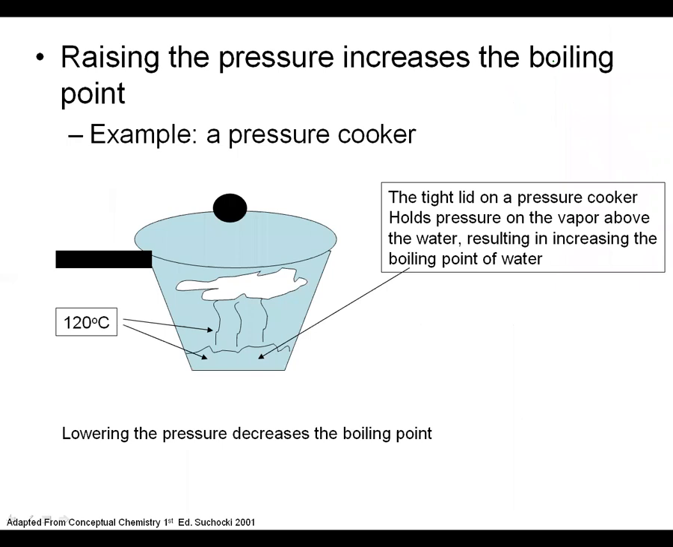Another way is that raising the pressure will typically increase the boiling point. Like a pressure cooker here, fine artwork. The tight lid on the pressure cooker holds the pressure of the vapor above the water, and that results in an increase in the boiling point. Typically, if you lower the pressure, it decreases the boiling point. Because of this high pressure, it takes a higher temperature for boiling to occur. Instead of 100 degrees Celsius, in this pressure cooker the water will boil at, say, 120 degrees, which is a higher temperature than you would see if you lowered the pressure.